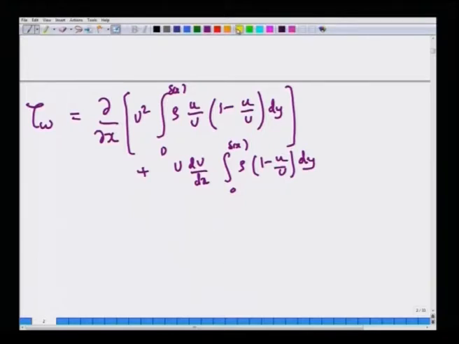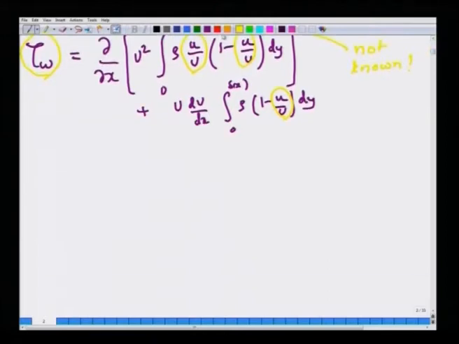Now, if I tell you what this velocity profile within the boundary layer is, we can do the integration and then we can find an expression for shear stress, but this is not yet known. So, we have to make some approximations in order to solve this equation. Before I spell out what these approximations are, let me first tell you the various definitions of boundary layer thickness.